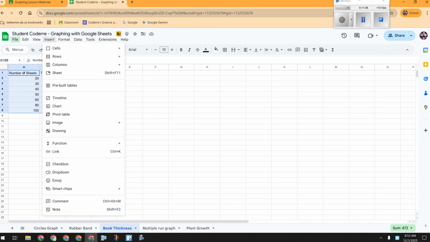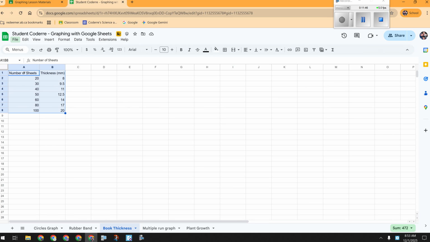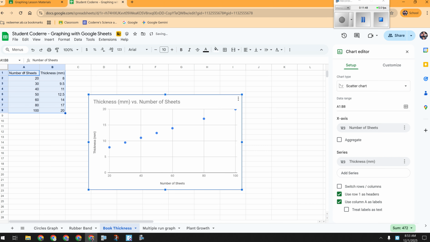And you get this drop-down menu. You want to click Chart. And it's about a third of the way down. Okay, so most of the time, Google will do a decent job of picking the type of graph you want. Okay, and it should have done this. This is a scatter plot, which is what we were looking for.